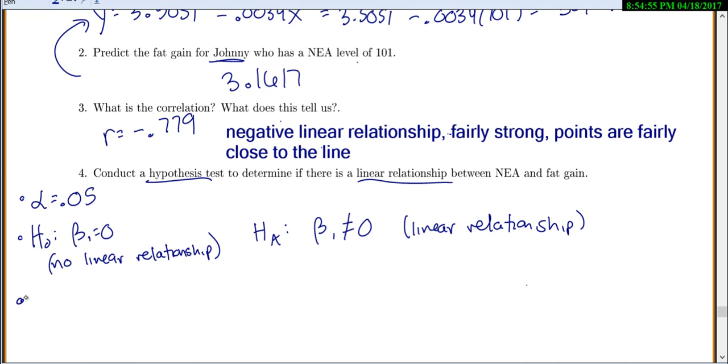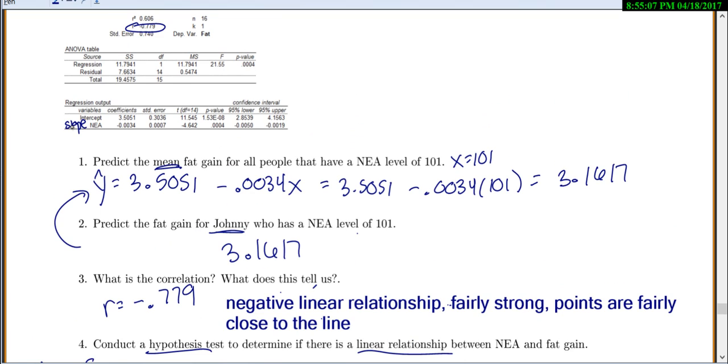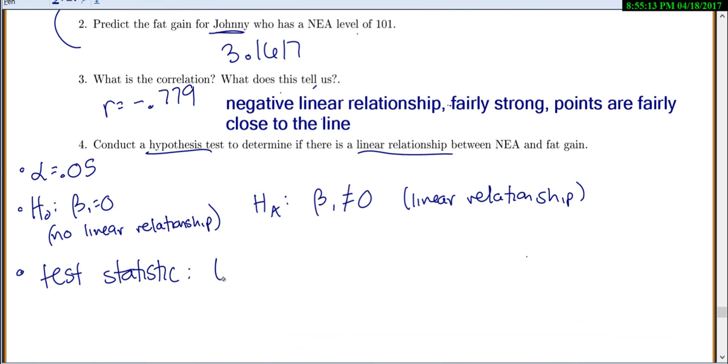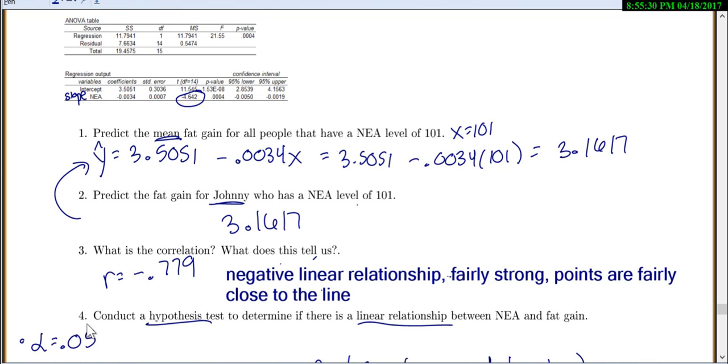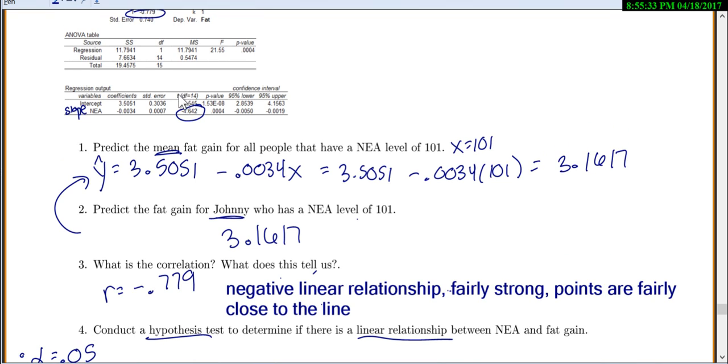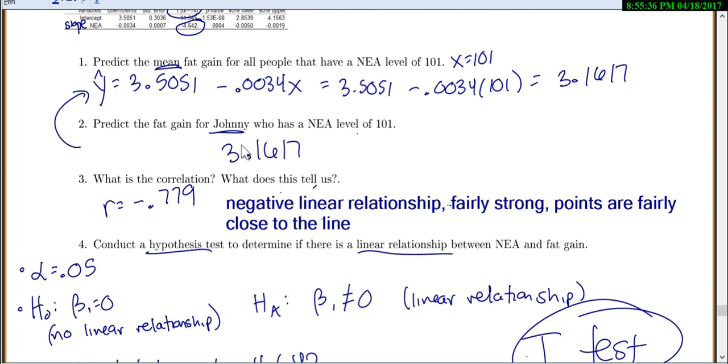We don't have to check assumptions on this because it's too advanced for this class, so let's just go straight to our test statistic. We did give you a formula, but you don't even have to use that. You can just go to slope, t, and slope is negative 4.642. And then, because this is a t-test, because that's what we use for slope, we need to know degrees of freedom. You don't have to memorize the formula for this either, just come here and notice t, degrees of freedom, equals 14.